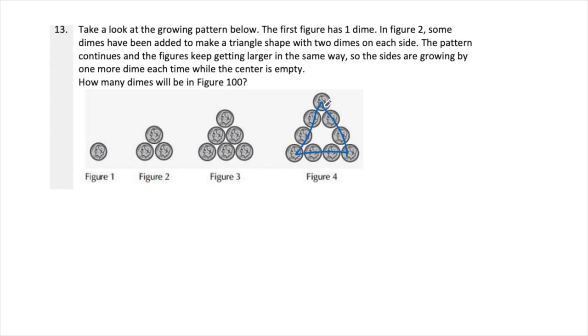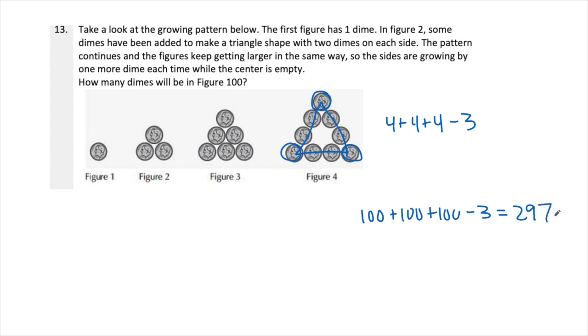and then subtract the repeated coins, which are this coin, and this coin, because these coins are counted twice because they are counted in both of these sides. So to figure out the number of coins in figure 4, we can do 4 plus 4 plus 4 minus the 3 repeated coins. So to figure out the number of coins in figure 100, we can do 100 plus 100 plus 100 minus the 3 repeated coins, and that gives us a total of 297. So the answer to this problem is 297.